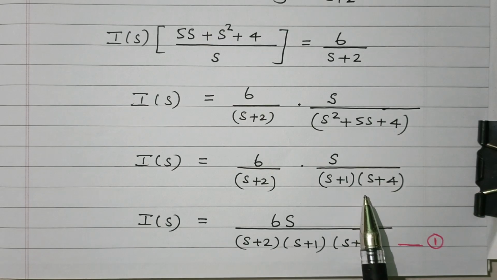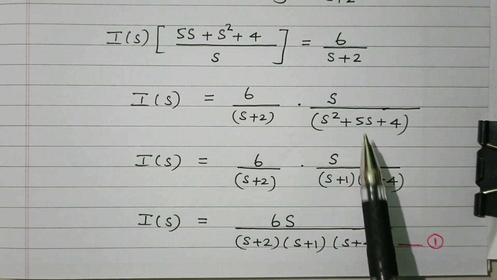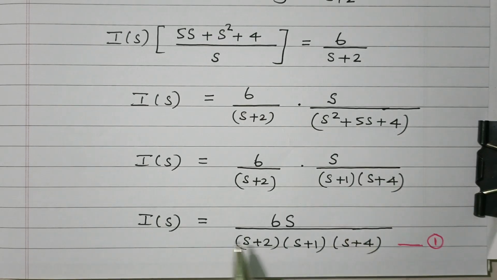If it is not there, we have to use the formula minus b plus or minus square root of b square minus 4ac divided by 2a. But here it is easily split. So finally we got I of s equal to 6s divided by s plus 2, s plus 1, s plus 4. So we'll take this as equation number 1. Now we'll use the partial fraction technique in order to split this term. After splitting only we can take the inverse Laplace. Now we'll see how to use the partial fraction technique.